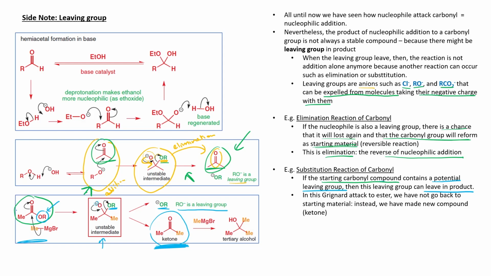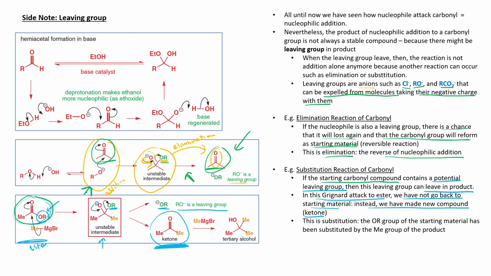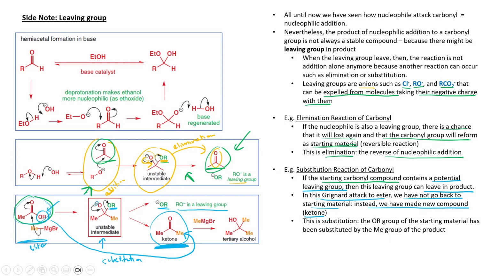This is an ester. Okay, this is not a ketone. This is an ester. So you have an ester, and now you get the ketone here. In this Grignard attack on the ester, we have not got back to the starting material. Instead, we have made a new compound, a ketone. So basically what happened now, this thing is substituted with the methyl. So this is what we call substitution. And then when you do this again and again, you get another thing.